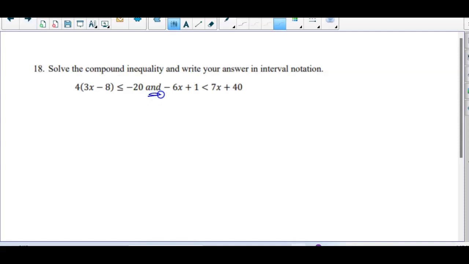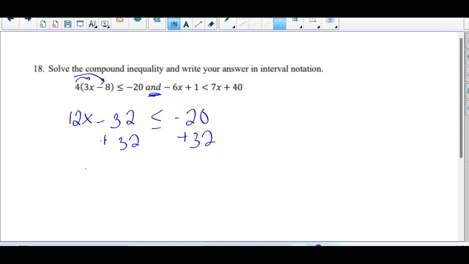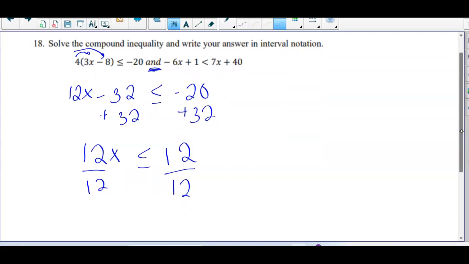Solve compound inequality. The word says and. So I have to consider what's going to fit into both. It's all going to be determined based on what I get here. So I'd use the distributive property. I'm going to solve each individual inequality one at a time. I'm now going to add 32. I'm going to get 12x is less than or equal to, oh, what's this going to give me? 12. And then divide by 12. So I'm looking for a number that is, I'm just going to work in a column here, less than or equal to 1, and I'll put the word and there so I don't forget.